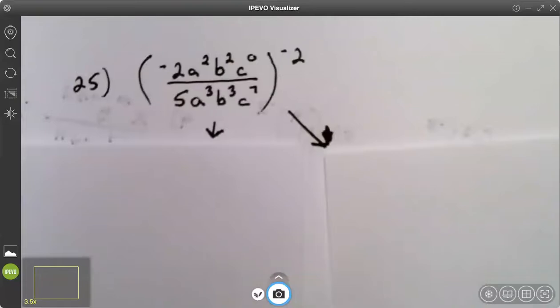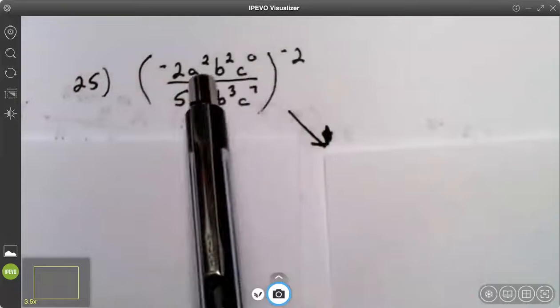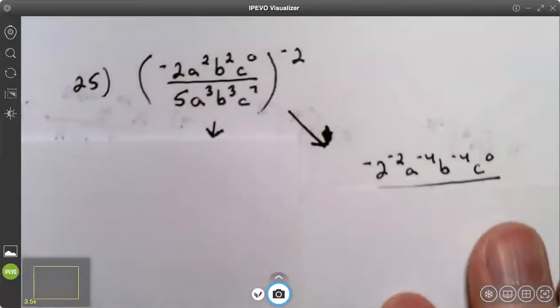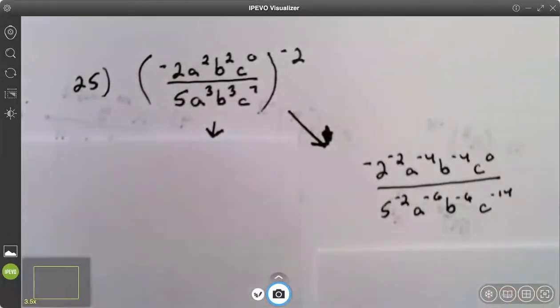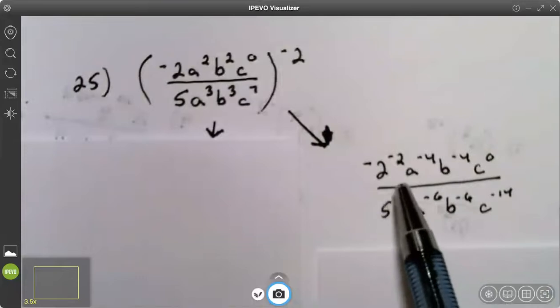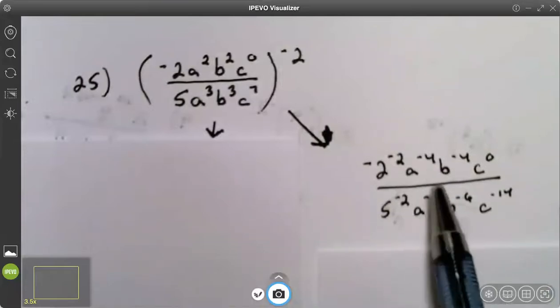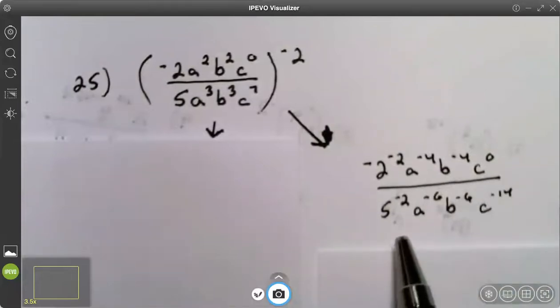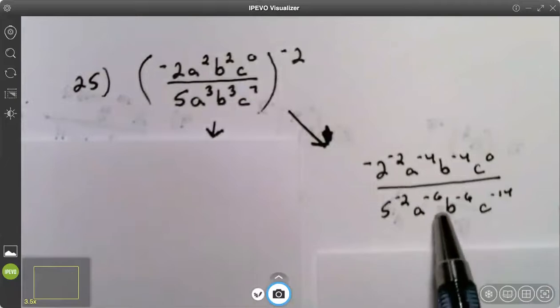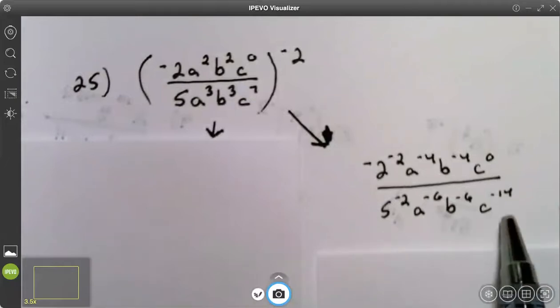Okay, so what I would not do, that may be your first instinct, is to multiply negative 2 times all the exponents. If you did that, you can still get the right answer. And right now you have negative 2 to the negative 2, a to the negative 4, b to the negative 4, c to the 0, over 5 to the negative 2, a to the negative 6, b to the negative 6, c to the negative 14. But now I still have to deal with all those negative exponents. I got to move all the bottom stuff up, all the top stuff down, or do negative minus another negative, which is kind of complicated.